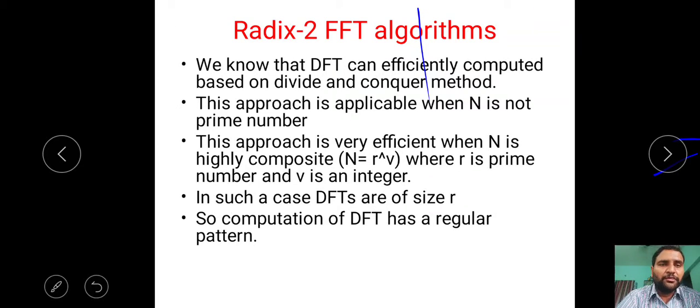How can we do the FFT algorithm? First, we know that the DFT can be efficiently computed based on the divide and conquer method. This approach is applicable when N is not a prime number. This approach is very efficient when N is highly composite, where r is a prime number. In such a case, the DFT has a size of r. So the computation of the DFT has a regular pattern. That regular pattern is what we have to design here.